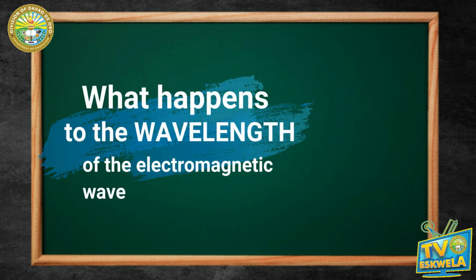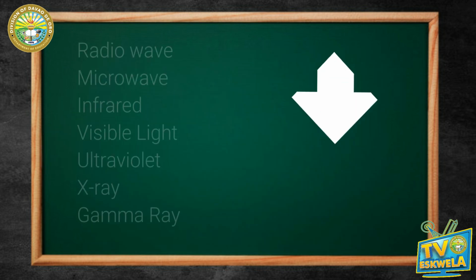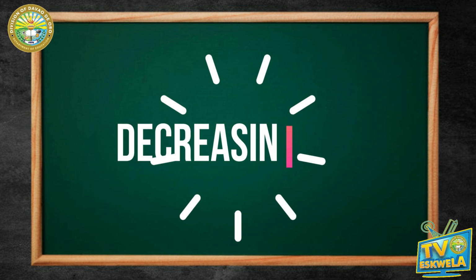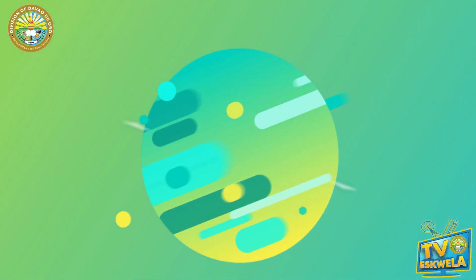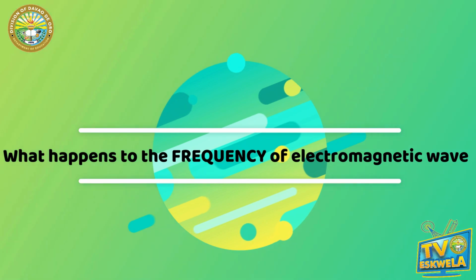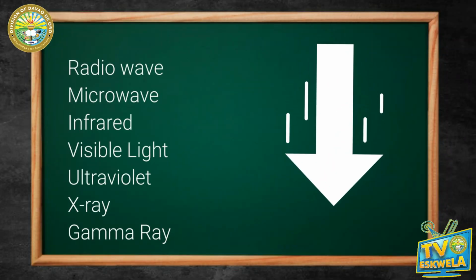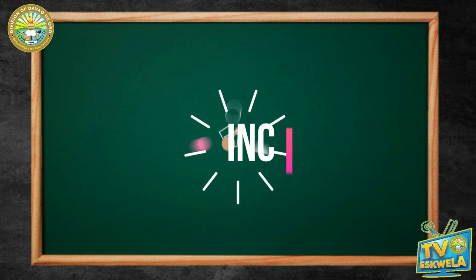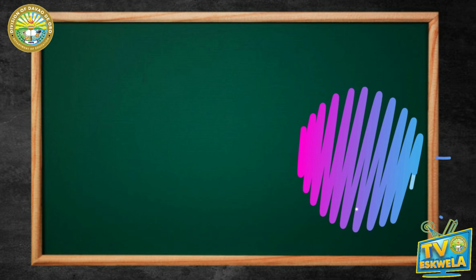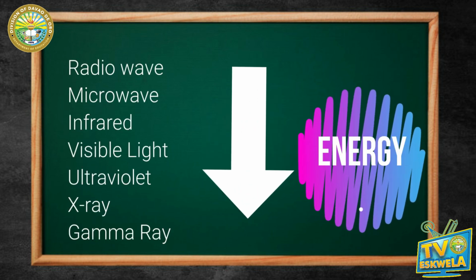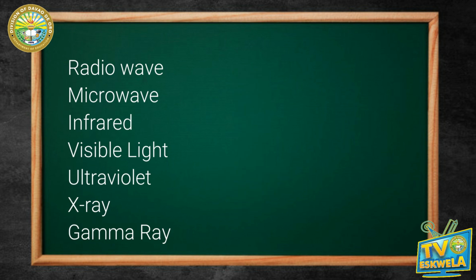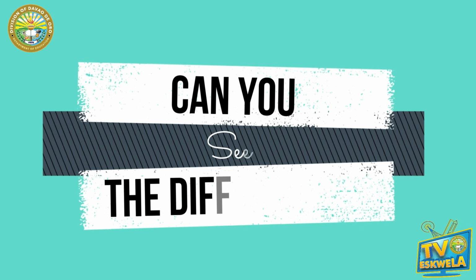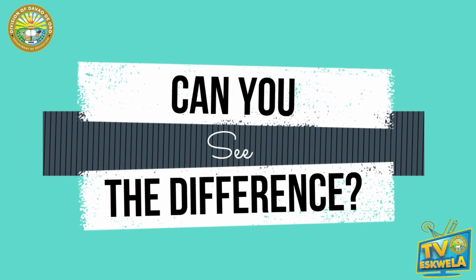What happened to the wavelength of the electromagnetic wave from radio wave to gamma ray? Correct, decreasing. Next, what happened to the frequency of electromagnetic wave from radio wave to gamma ray? Correct, increasing. How about the energy from radio wave to gamma ray? Absolutely correct, increasing. Can you see the difference? What differentiates them?